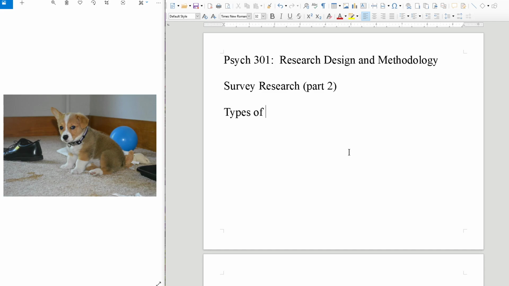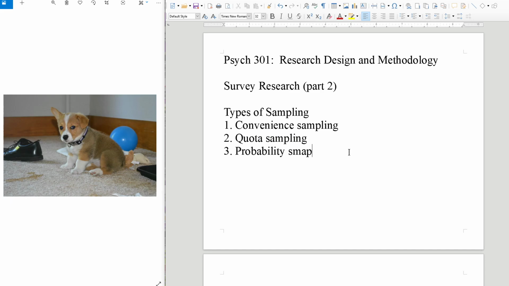So here's our types of sampling. First was convenience sampling. Second was quota sampling. And then third is the 3 types of probability sampling. We talked about 3 different types: simple random sampling, stratified random sampling, and multi-stage sampling, but they're all types of probability sampling because they have a random selection component, right?